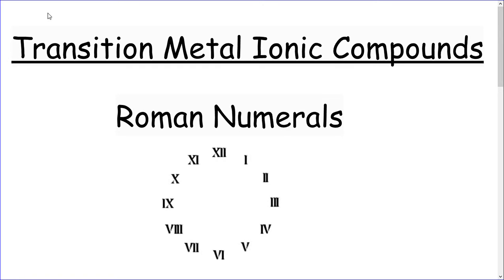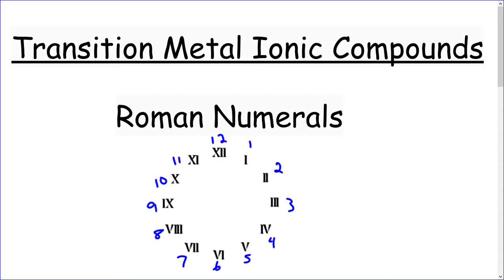All right, so transition metals and ionic compounds start off using this idea of Roman numerals. Hopefully you're familiar with Roman numerals and what they stand for. If you're not, the clock here can help if you understand the face of a clock. So this is 1 o'clock and 2 and 3, 4, 5, 6, 7, 8, 9, 10, 11, and 12. Each of those symbols represents a number in Roman numerals.